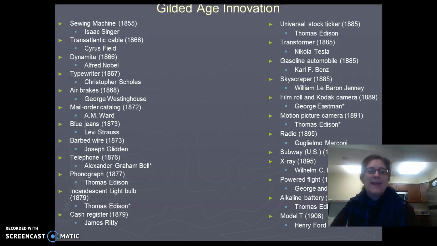Last thing, innovation during this age. You guys read, and there was a whole list of some inventions that are being developed. Here's a couple more. The air brakes you read about. Jeans will be developed by Levi Strauss, still a very popular one. I do want to talk about barbed wire. Barbed wire in 1873, developed by Joseph Glidden, is really going to help finish out the settlement of the West.